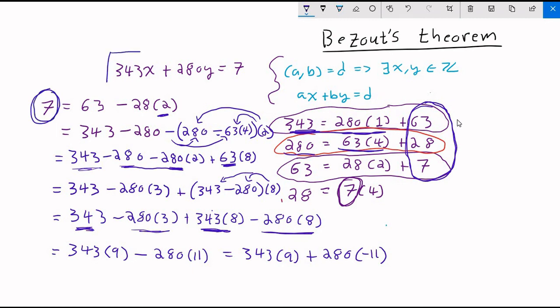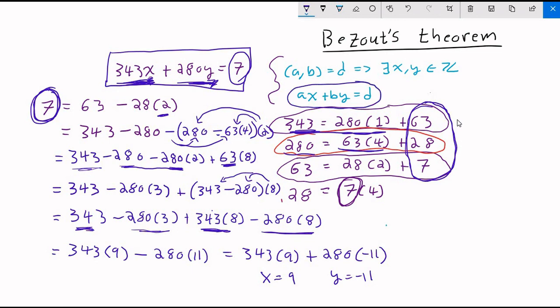And so we've accomplished exactly what Bezout's theorem told us we should be able to accomplish. We found an x, namely our x in this case is 9, and a y, which in this case is negative 11, so that 343 multiplied by x, that is 343 multiplied by 9, plus 280 multiplied by y, that is 280 multiplied by negative 11, should give us 7, which is what we found to be the GCD as dictated by the Euclidean algorithm.